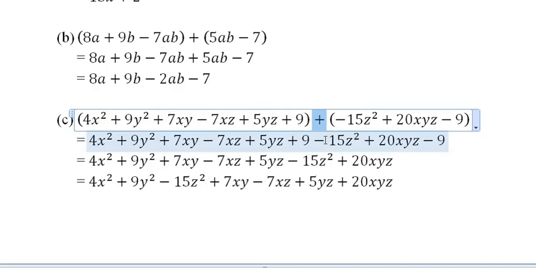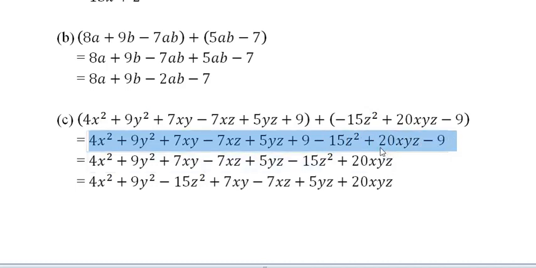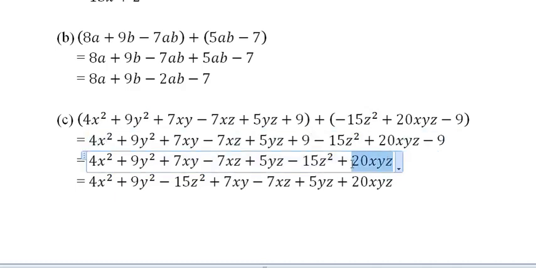So you will write minus 15z square. Plus into plus, it will be plus, so you will write 20xyz. Plus into minus, it will be minus, hence you write minus 9. So here, in the second line, the expression will be 4x square plus 9y square plus 7xy minus 7xz plus 5yz plus 9 minus 15z square plus 20xyz minus 9. Now in the next step, on the next line, you will arrange the like terms out here.